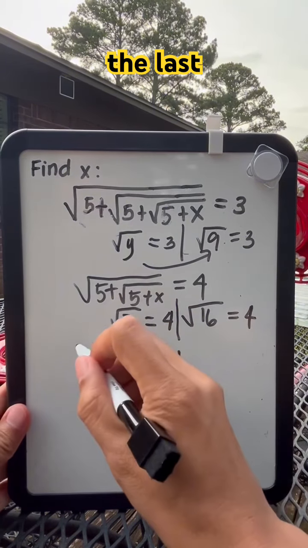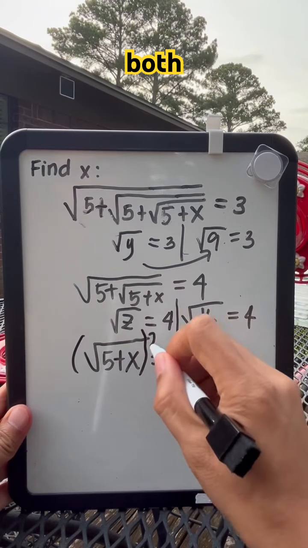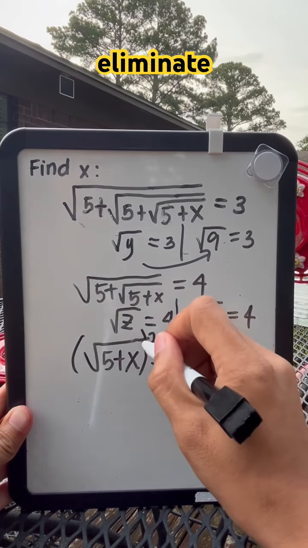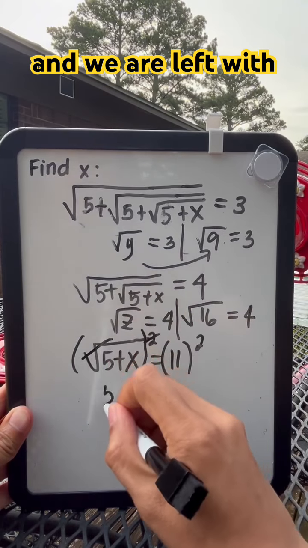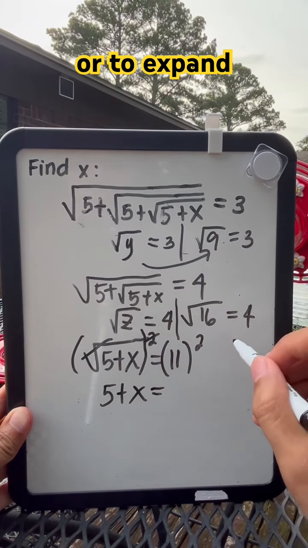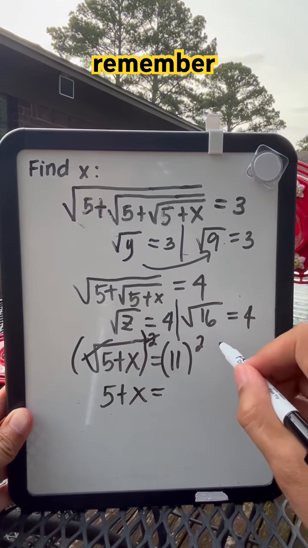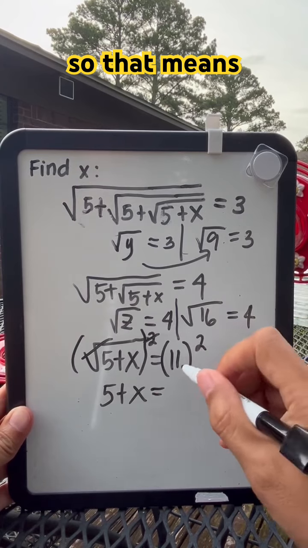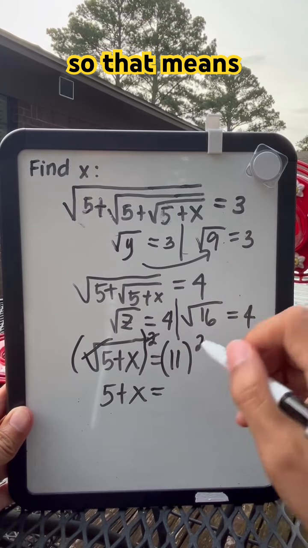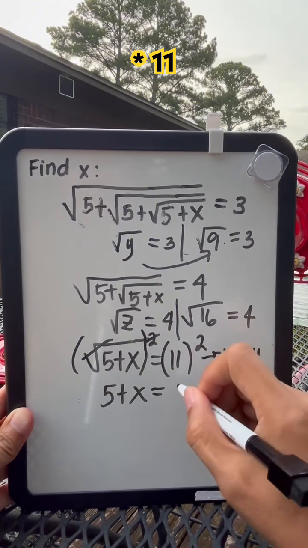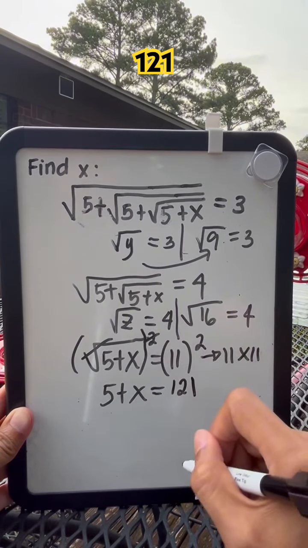So the last step is we can square both sides. Okay, so we can eliminate the radical sign and we are left with 5 plus x. And to expand 11 squared, remember that the exponent tells us how many times we multiply the base by itself. So that means 11 times 11. Again, this is 11 times 11, and 11 times 11 is 121.